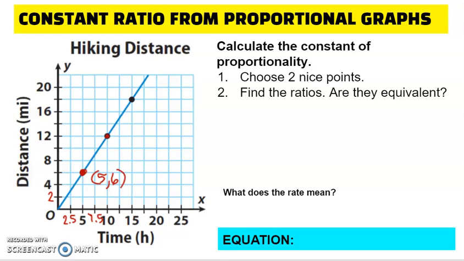Okay, I can do 10, 12. Those don't have to be the ones I use, but they can be. Okay, so I'm going to use 5, 6, 10, 12. And then I'm going to find that constant ratio and prove that this is proportional, right?